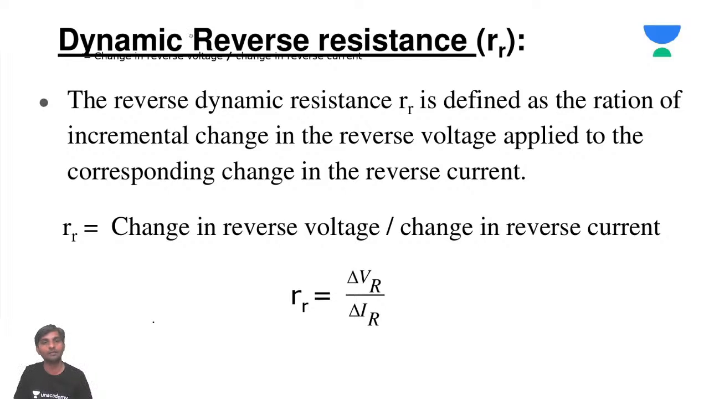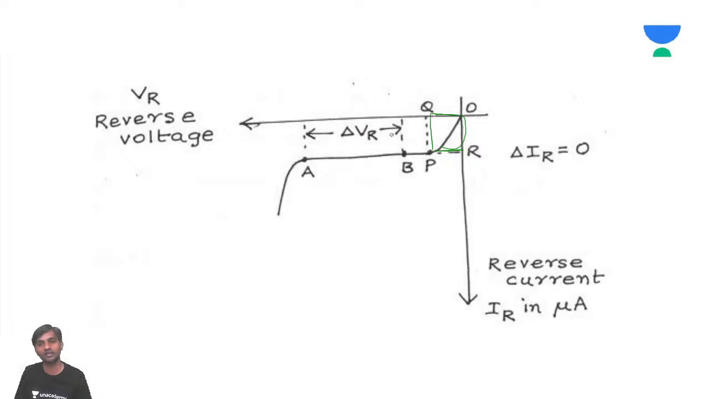So what is dynamic resistance? The dynamic reverse resistance RR is defined as the ratio of the incremental change in reverse voltage applied to the corresponding change in reverse current. So change in reverse voltage by change in reverse current. Very simple. That is the same as earlier, right?